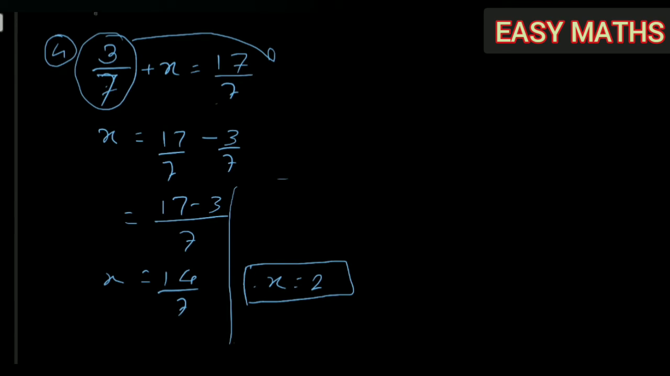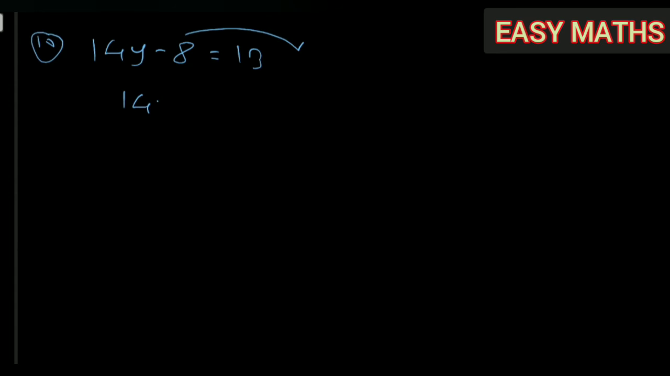Let's look at the next example. Question number 10. There are only 12 questions in the exercise, so the exercise is already coming to an end. First exercise, 14y minus 8 is equal to 13. This minus 8 will go to the other side and it will become plus 8.